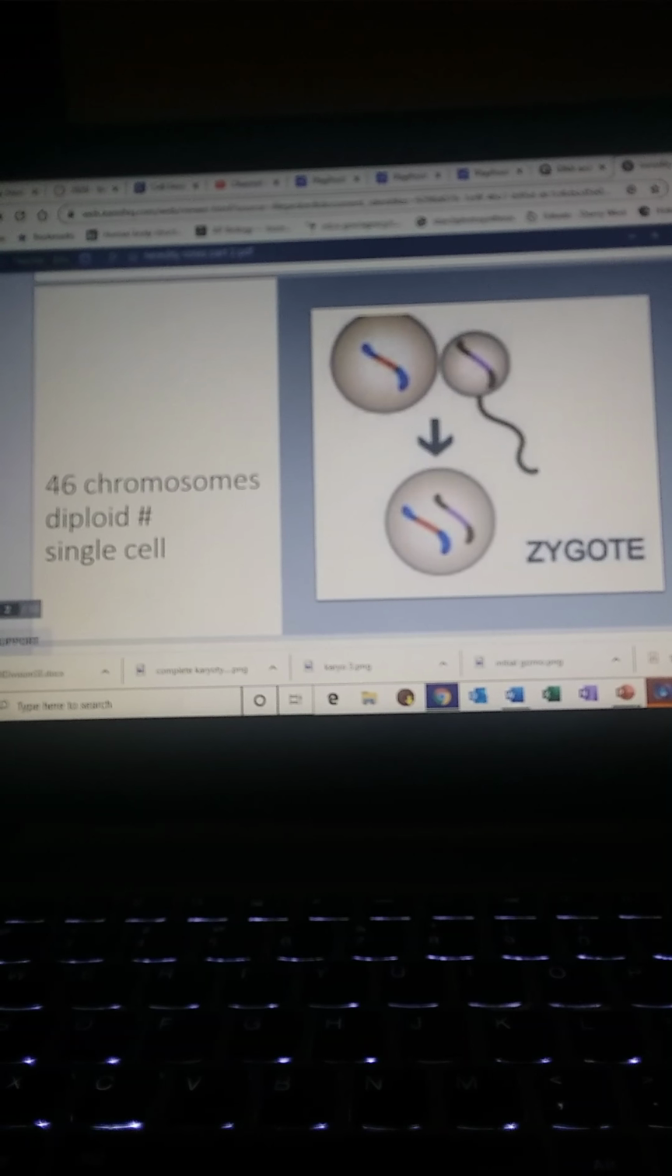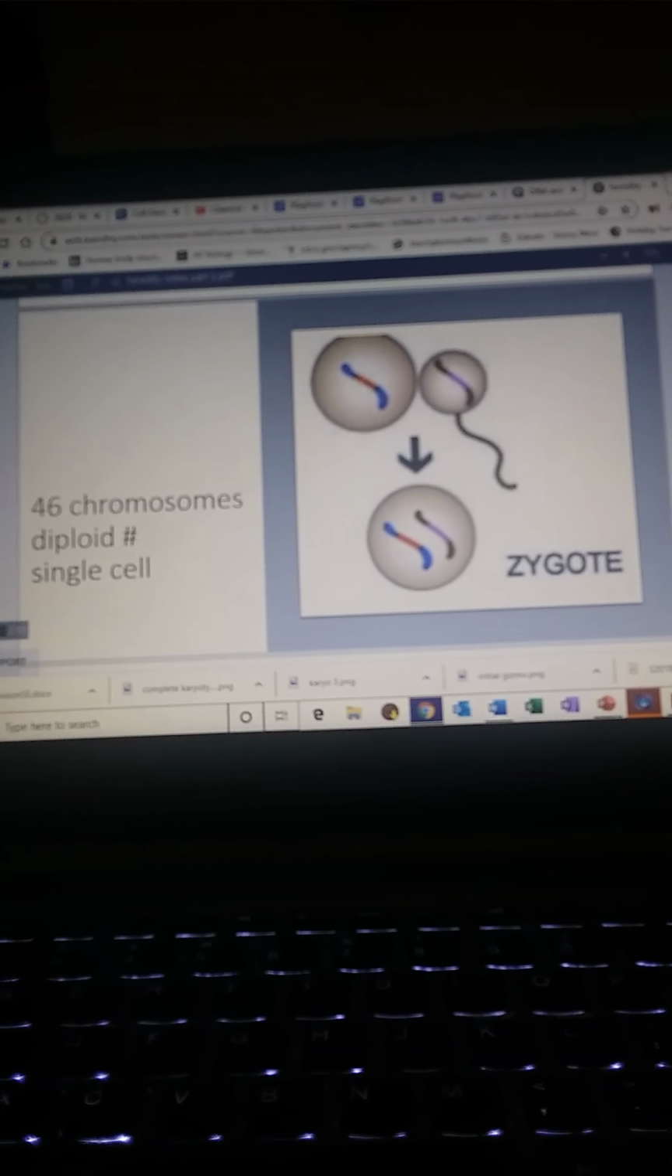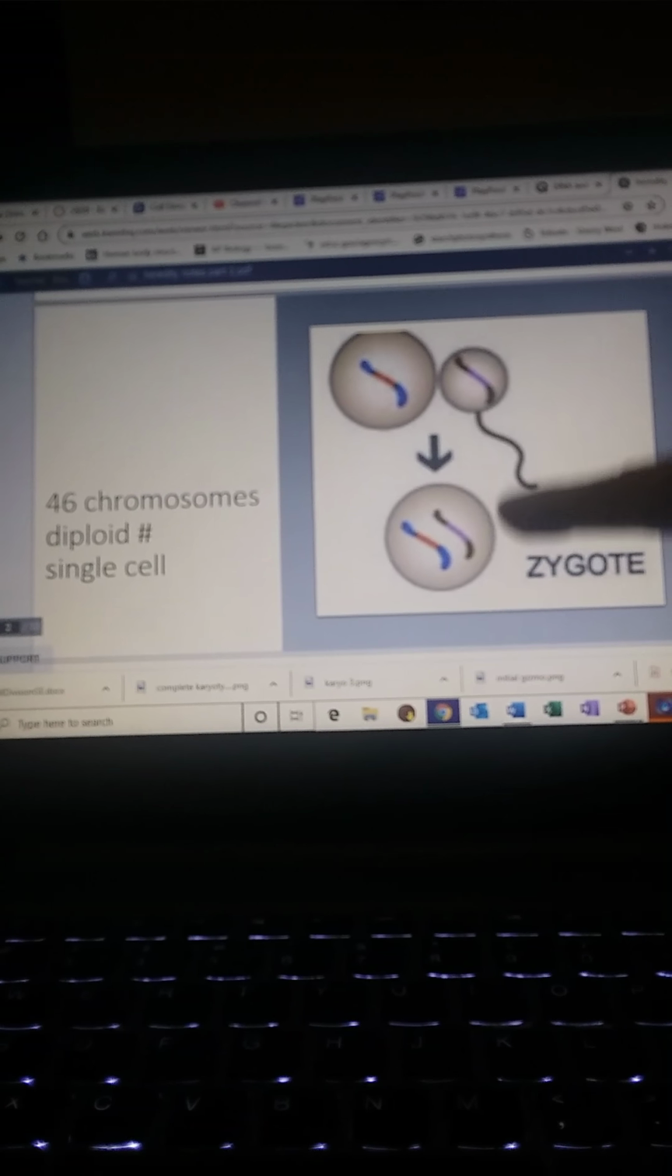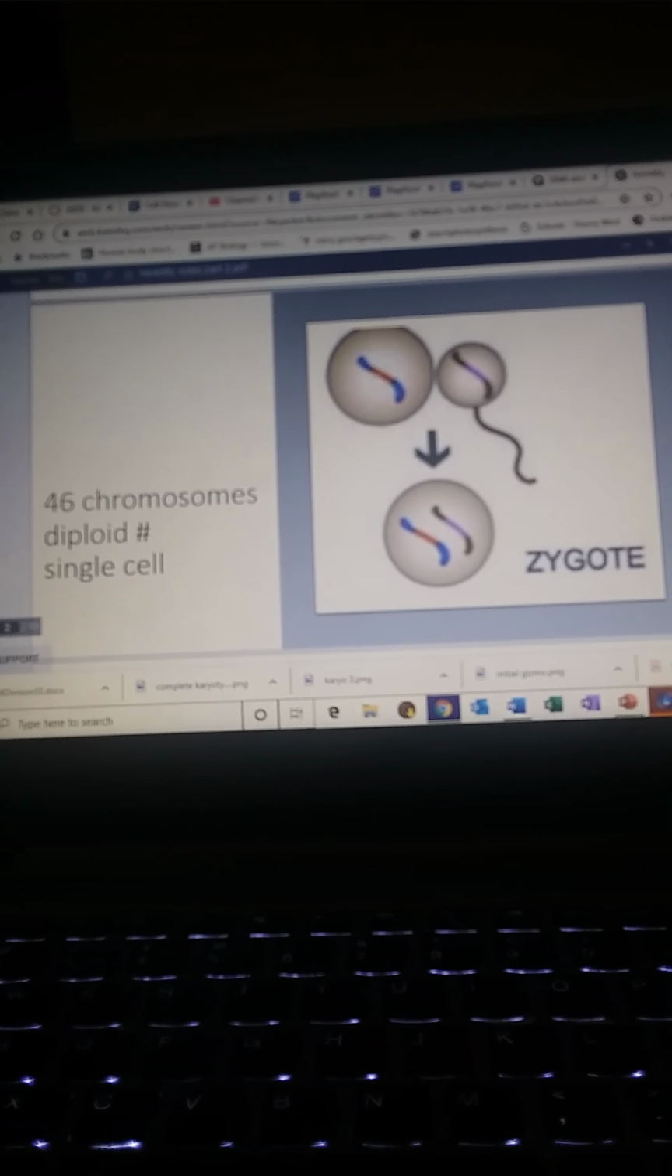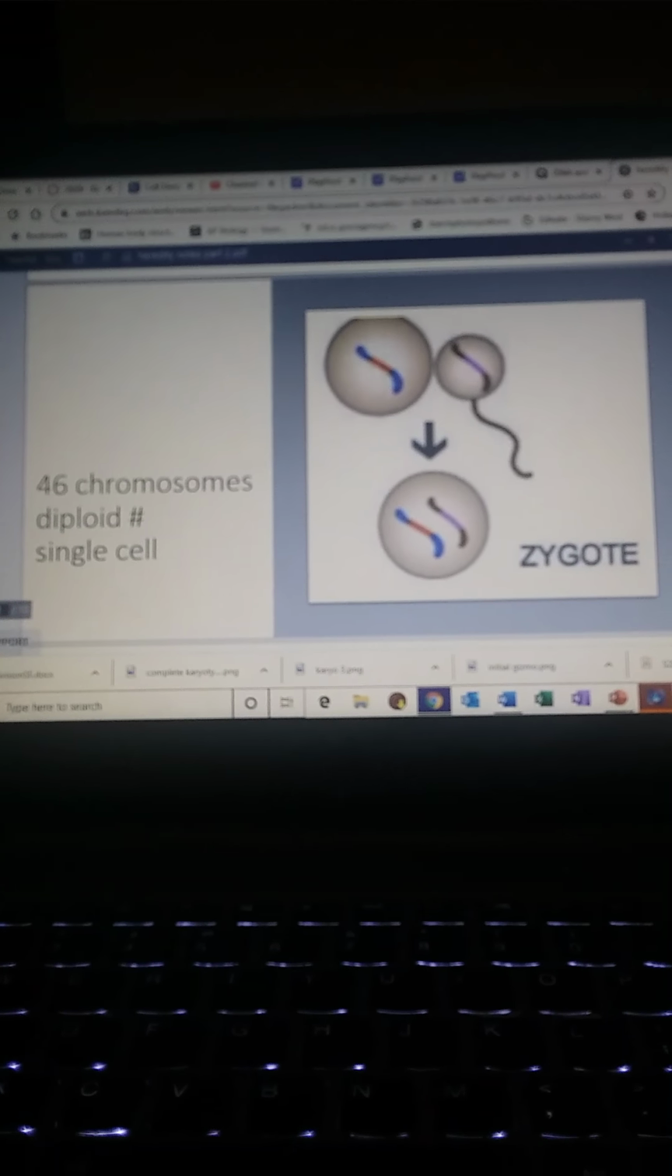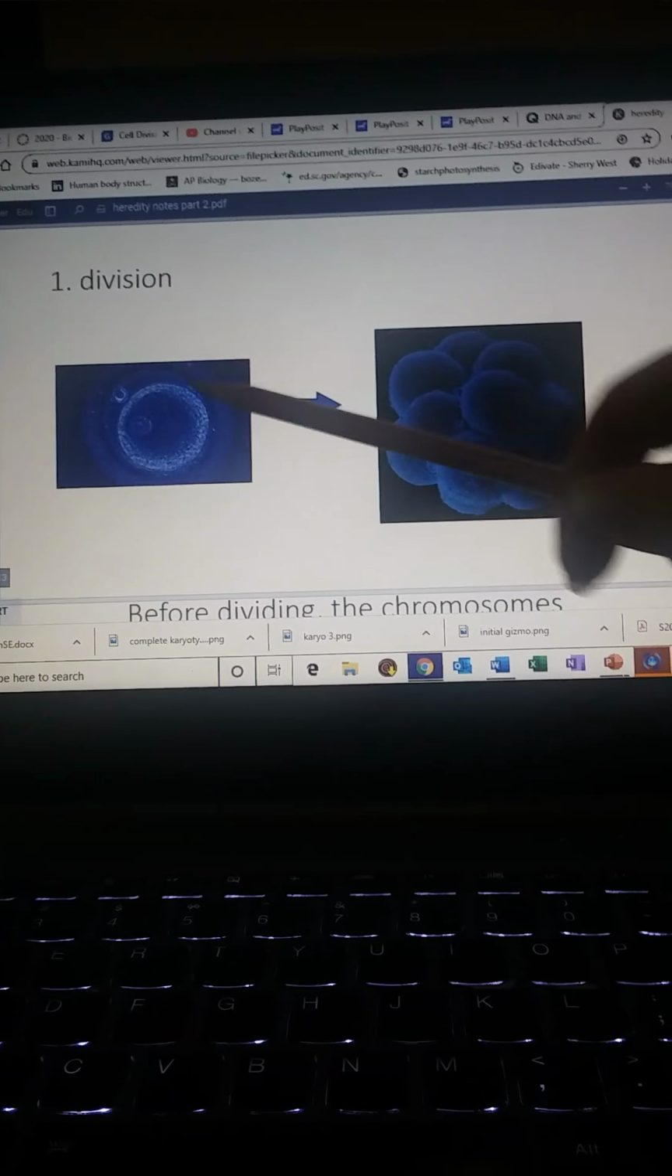So we're going to start with this zygote. How does this one cell somehow become a really cool, complex looking baby? The first thing that would have to happen is this zygote, this single cell, is going to have to divide and make more just like it.